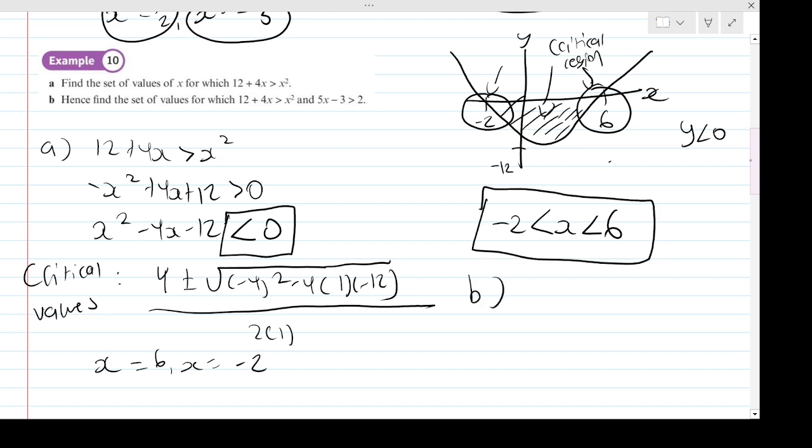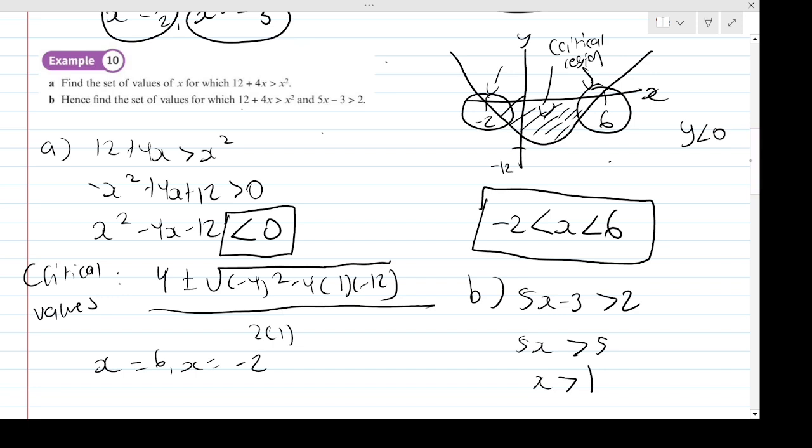Then part B says "hence". Exam tip: that means you need to use an earlier part of the question to help you answer this one. So, one set of values for x is given by the inequality 12 plus 4x greater than x squared. Well, isn't that just the inequality we solved in part A? Yes, it is, so we already have the answer to that. But it also says 5x minus 3 is greater than 2, so we need to solve that inequality as well. So 5x on its own would be greater than 5, so x is greater than 1. Cool, that's the solution to that.